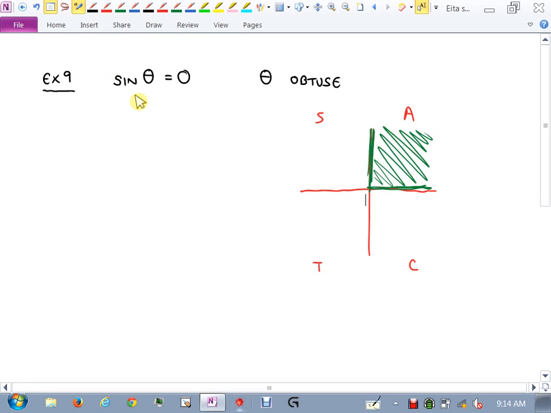Now, think about this. Sine, by definition, is what coordinate over what coordinate? Y over R? Do you all agree? And I need to know when that's going to be equal to 0. When is Y over R equal to 0? So a very important little fact here. When you have a fraction, like Y over R equal to 0, the only time a fraction can ever be 0 is if the numerator is 0. Always, always, always.